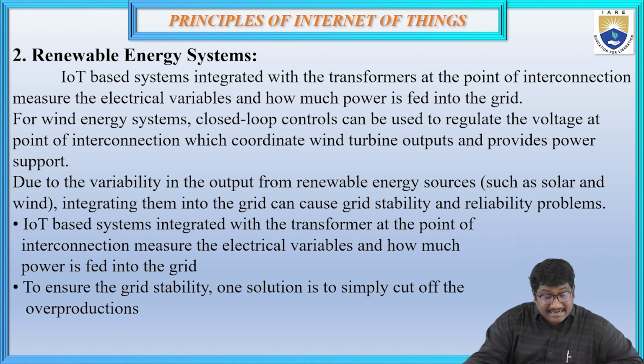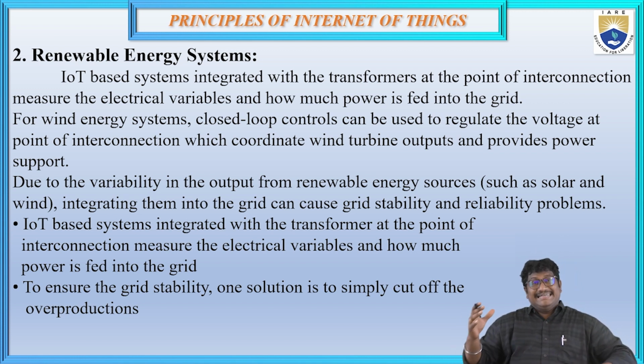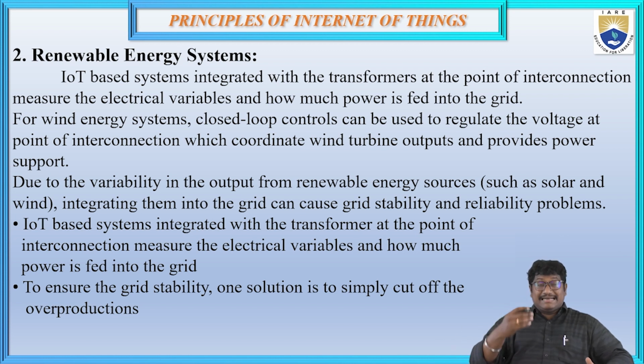In this renewable energy system, it is integrated with IoT, the Internet of Things. The system is going to be an integrated system with transformers at a particular interconnection of measurable resources. For example, a wind energy system has to be monitored, and closed-loop controls have to be used to regulate the voltage between the interconnected devices, such as turbine outputs as well as power supports.